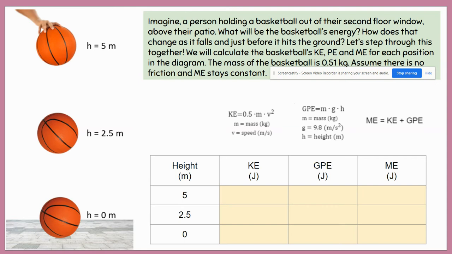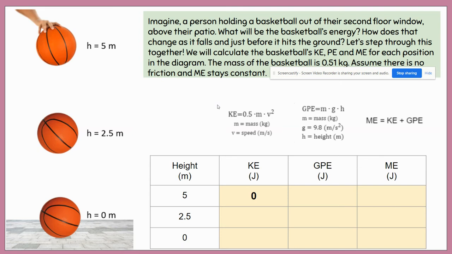When you're looking at a problem like this, the first thing you like to do is look for the zeros. And by zeros, I mean you want to look for whenever the velocity is 0, because anything times 0 will be 0, or when the height is 0, because m times g times 0 will be 0. So if we look at the diagram, up here the ball is being held still, so we can assume that the velocity is 0 there. And when the velocity is 0, the kinetic energy is 0 there. So let's put that in there.